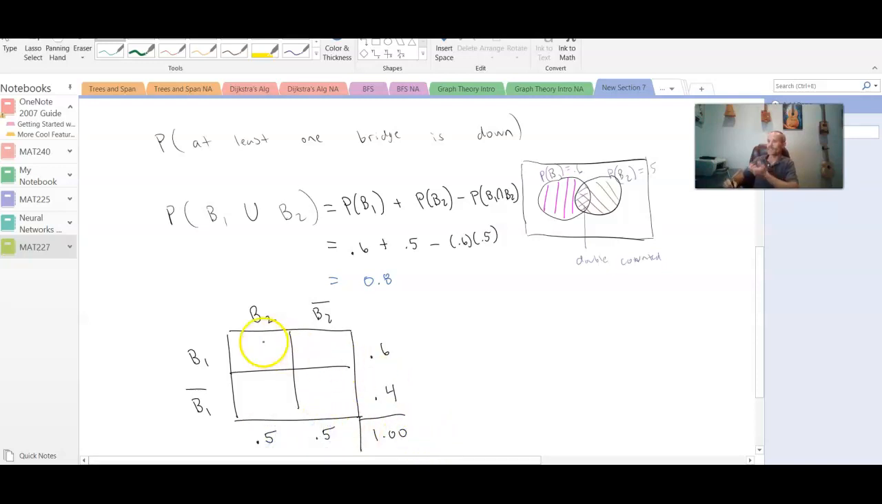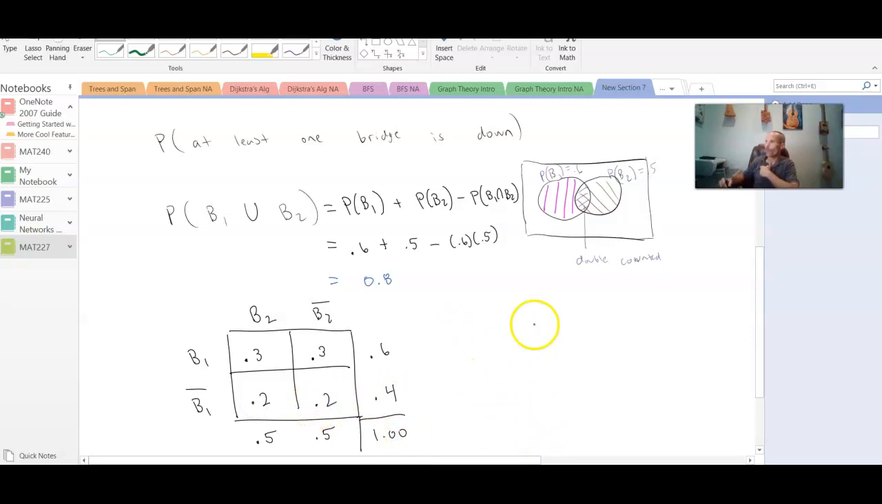Now, because we want the cell probabilities, the probability of B1 and B2, because of the independence of these two events, is going to be the product of them. So 0.3, which is 0.6 multiplied by 0.5. In this cell here, that's the probability that bridge 1 is down and bridge 2 is up, which is 0.6 times 0.5. That's again going to be 0.3. The probability that bridge 1 is up and bridge 2 is down is the probability that bridge 1 is up, which is 0.4, multiplied by the probability that bridge 2 is down, which is 0.5. This gives me 0.2, and I'll also have a 0.2 here.